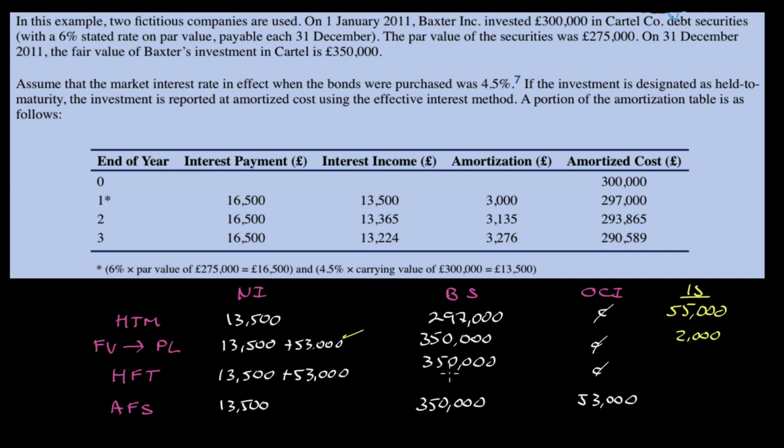Same with the held for trading. It's $350,000 on the books. We sold it for $352,000. There is a realized $2,000 gain. Remember, we've already sent the $53,000 to the income statement already.